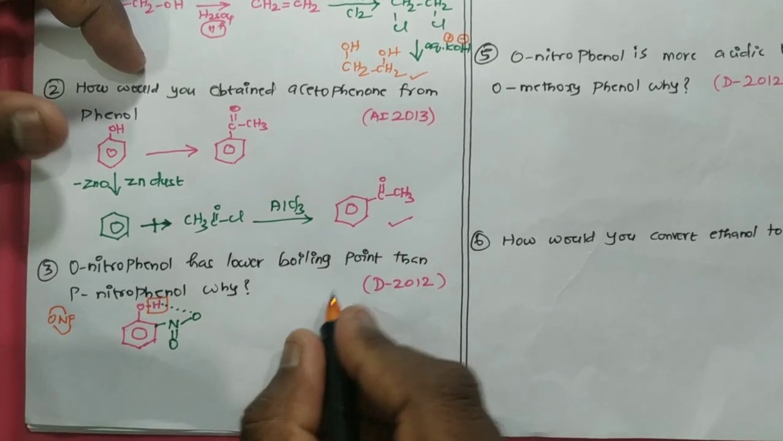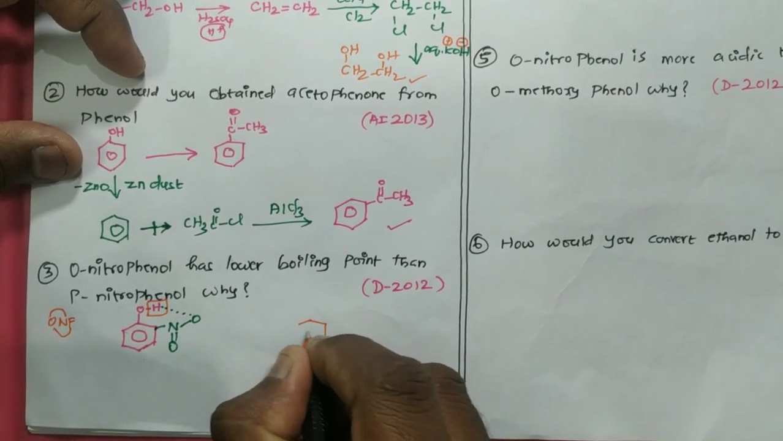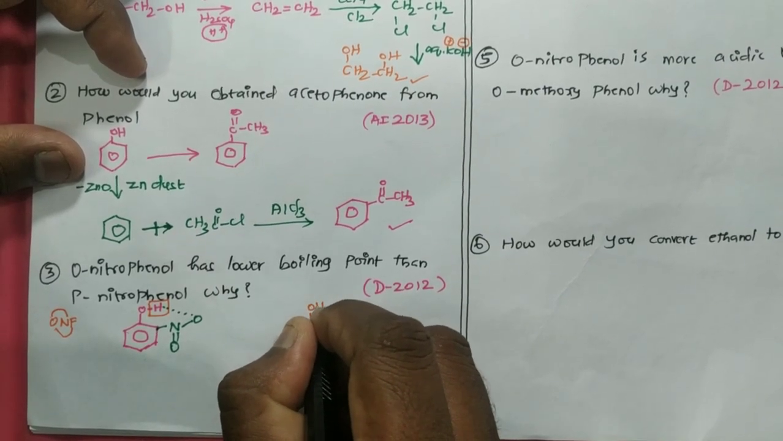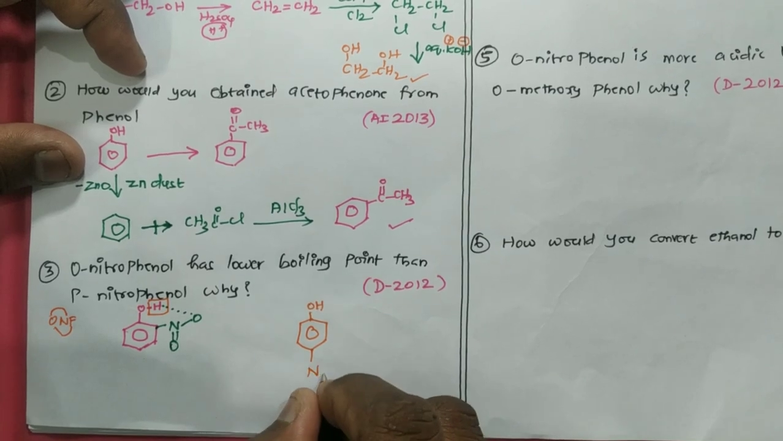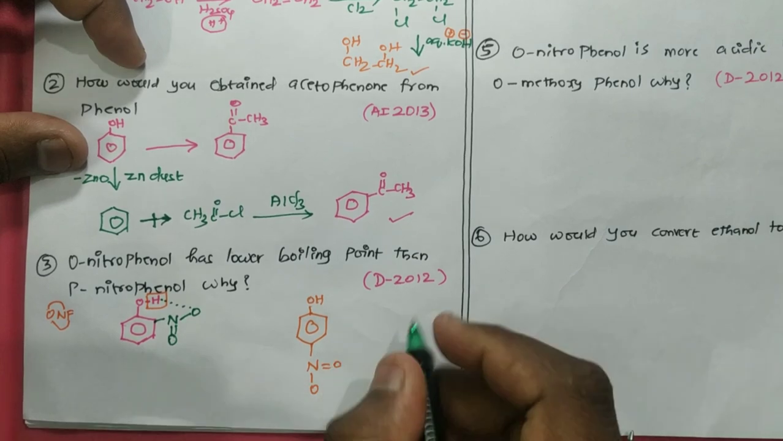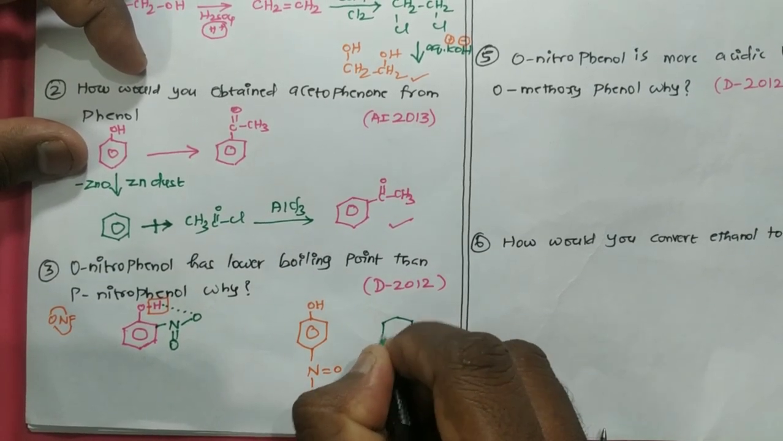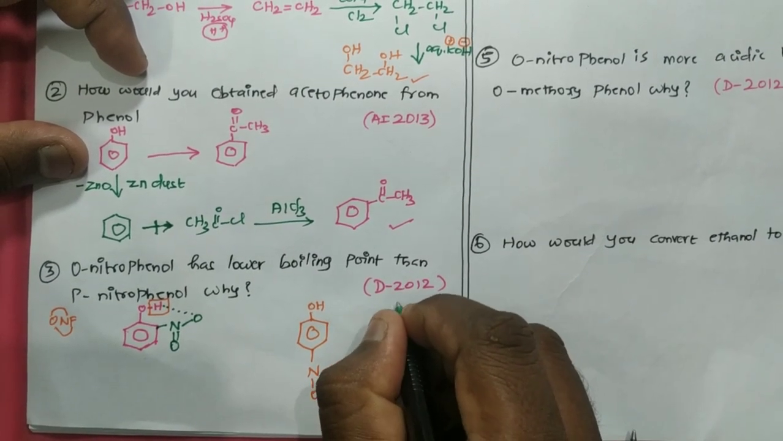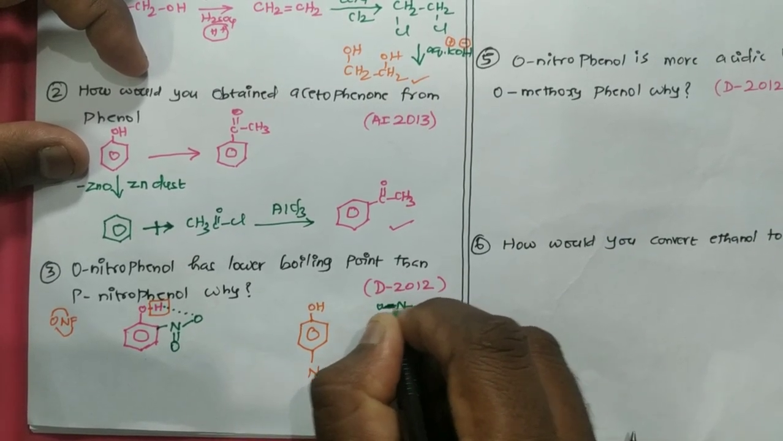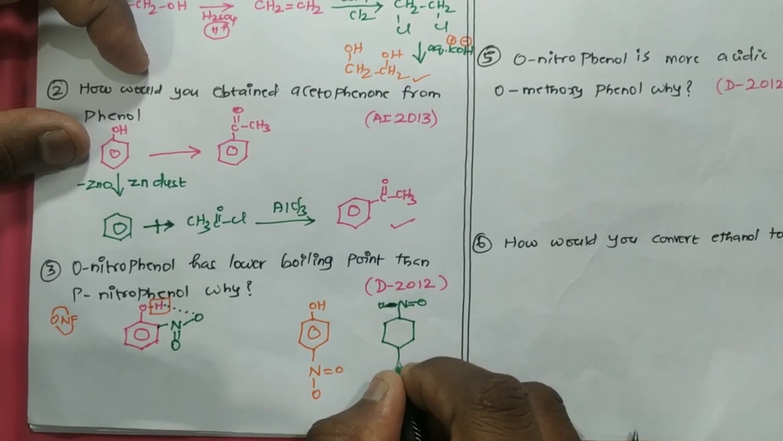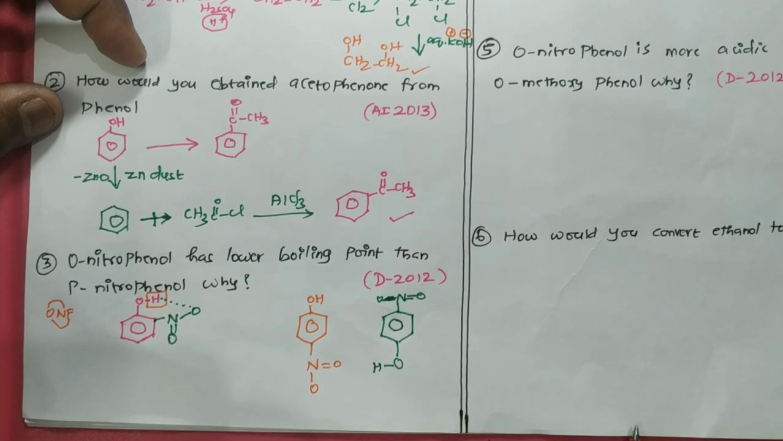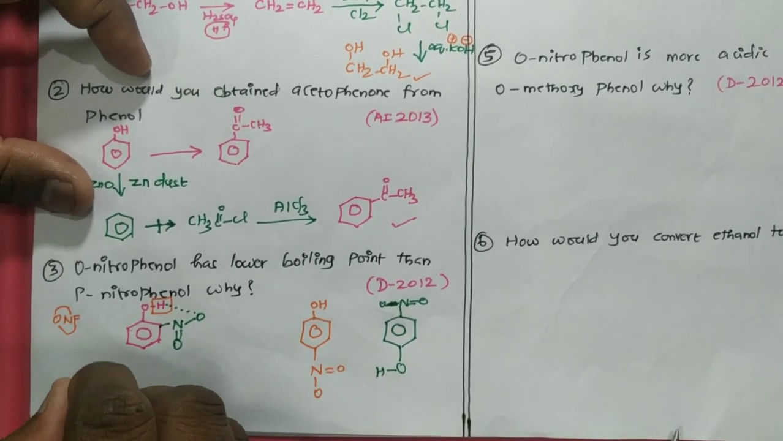Now I am going to take para-nitrophenol. So here also one OH group is there, along with that N double bond O, single bond O is there. Now this will be existing between the two molecules. If I am taking N double bond O, single bond O, along with that OH group, here now we should identify this is an intramolecular hydrogen bonding.